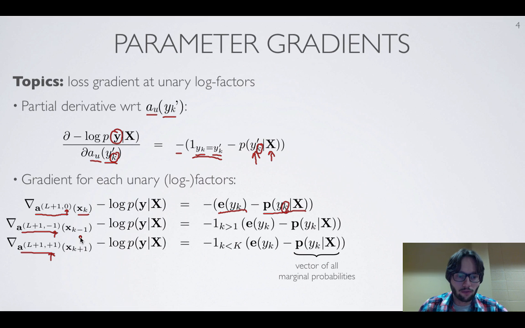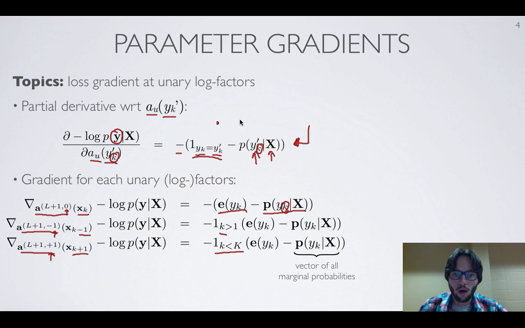And for the one that's looking on the left, the gradient is going to be 0 if k is equal to 1, so if it's not greater than 1. That's because for k equals 1, there is no neural net trying to predict from x_0, since x_0 doesn't exist. And similarly, we have also an indicator function for the one that looks to the right, so that the gradient is 0 if k is equal to capital K. So now let's look at the derivation for this formula.